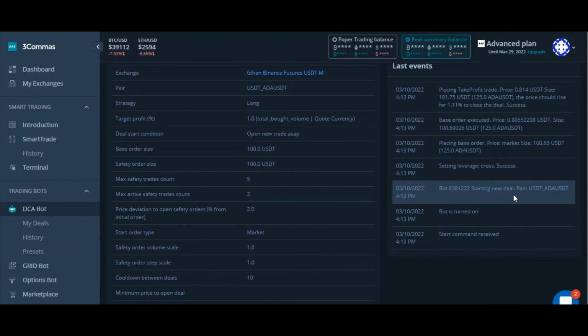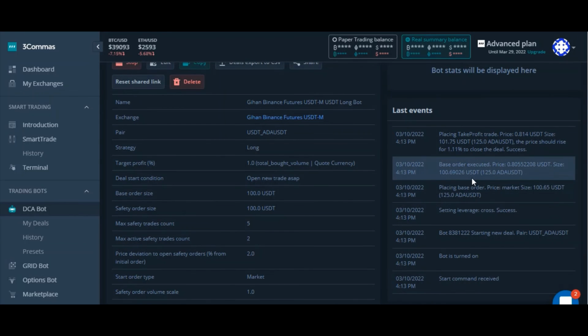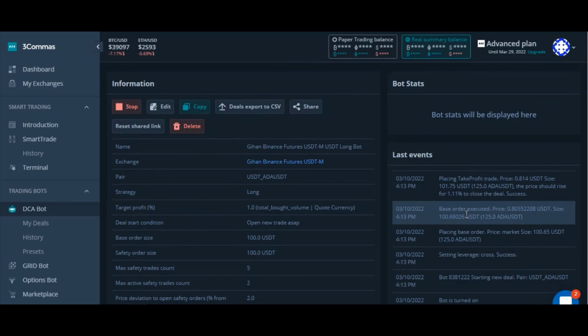The bot is starting a new deal and setting leverage cross, success. Placing base order. Okay. It bought 125 ADA USDT because I spent $100 for this one. Actually, I'm using $10, but since it is 10 times leverage, it can still buy 125 ADA. Base order executed. All right, 100 USDT and take profit. Take profit is 0.81, because I put only 1% to close the deal. So this is all about futures trading.